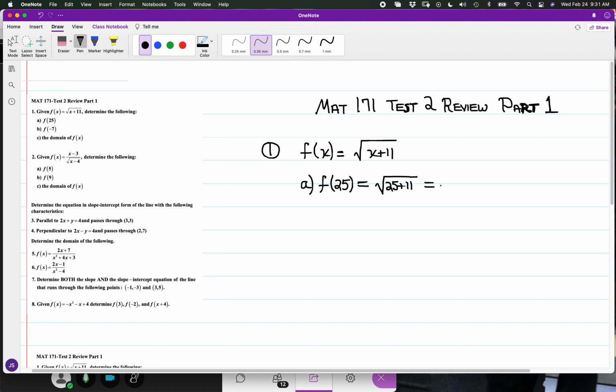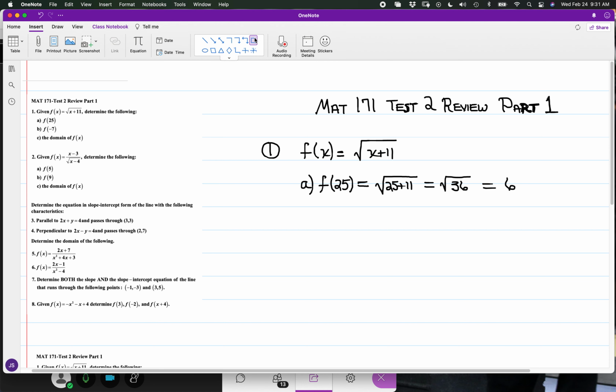Now 25 plus 11 is 36, and the square root of 36 is equal to 6. So for f of 25, that is equal to 6.